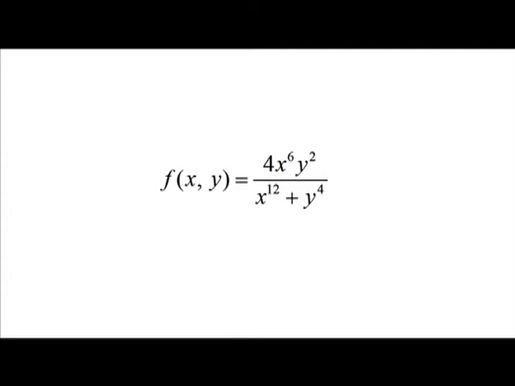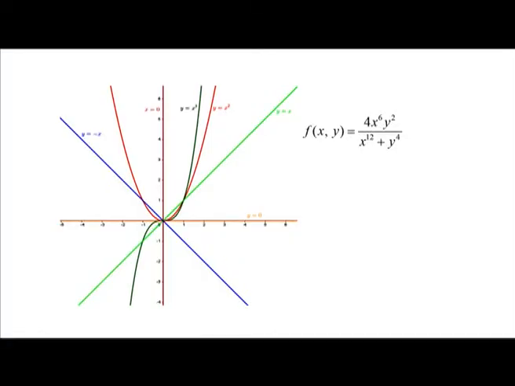As an example, we consider the function f(x, y) = 4x^6 y^2 / (x^12 + y^4), and find the limit of f(x, y) as (x, y) approaches (0, 0) along the curves: the x axis, the y axis, the line y = x, the line y = -x, the parabola y = x^2, and the curve y = x^3. Let us find the limits one by one.